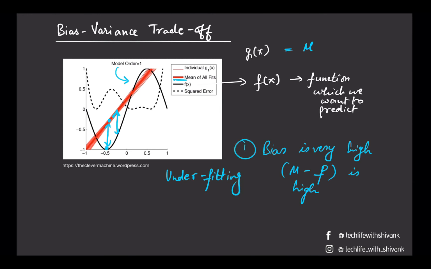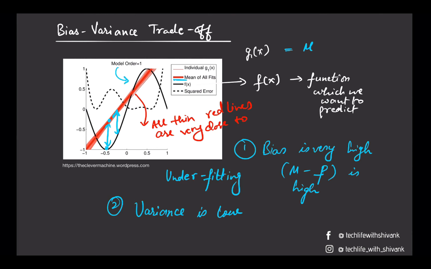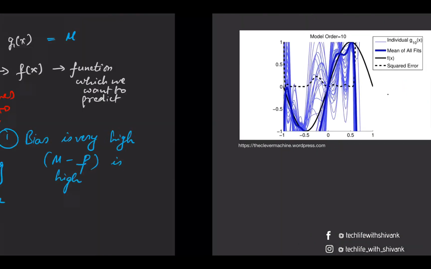But on the other hand, we can observe that variance is very low. Variance means that the difference between those thin red lines is not much. All thin red lines are very close to each other. And that's why we can say that the variance is very low. But this is not what we want, because it is not able to learn the true function f(x) represented by the black line very well.